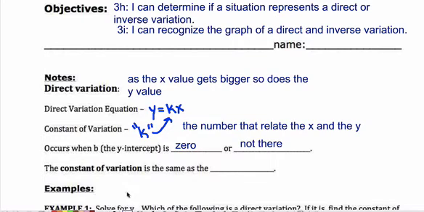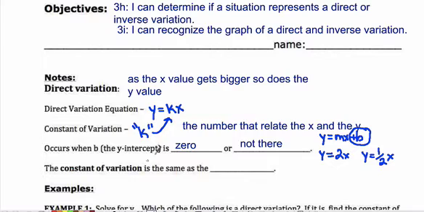So let's write a couple of those. It's just a linear equation where the y-intercept is 0 or not there. So if you think about a linear equation, y equals mx plus b, this is the y-intercept. So any equation where that's not there, for instance, y equals 2x or y equals 1/2 x or anything like that, is a direct variation equation.